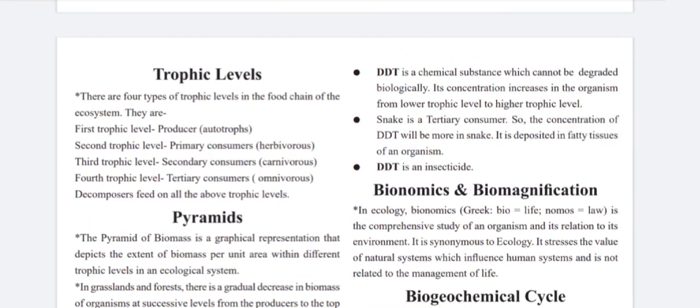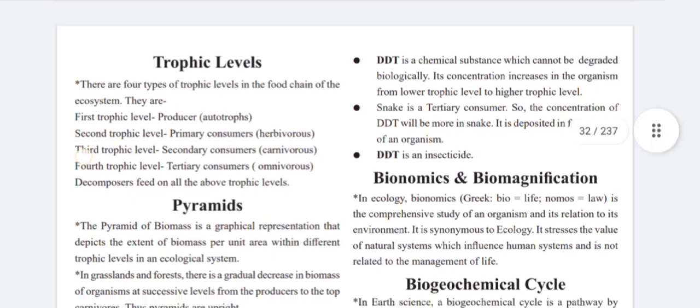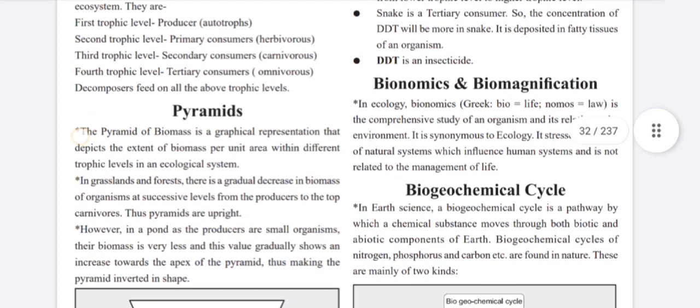DDT is a chemical substance which cannot be degraded biologically. Its concentration increases in the organism from lower trophic level to higher trophic level. Snake is a tertiary consumer, so the concentration of DDT will be more in snake. It is deposited in fatty tissues of an organism. DDT is an insecticide.